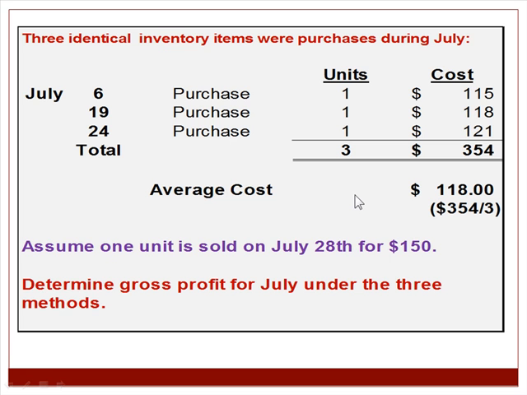Here you have 3 identical inventory items purchased during July. So you have purchase 1, 2, and 3. And the cost was different. Assume that 1 unit is sold for $150. Determine the gross profit under the 3 methods.